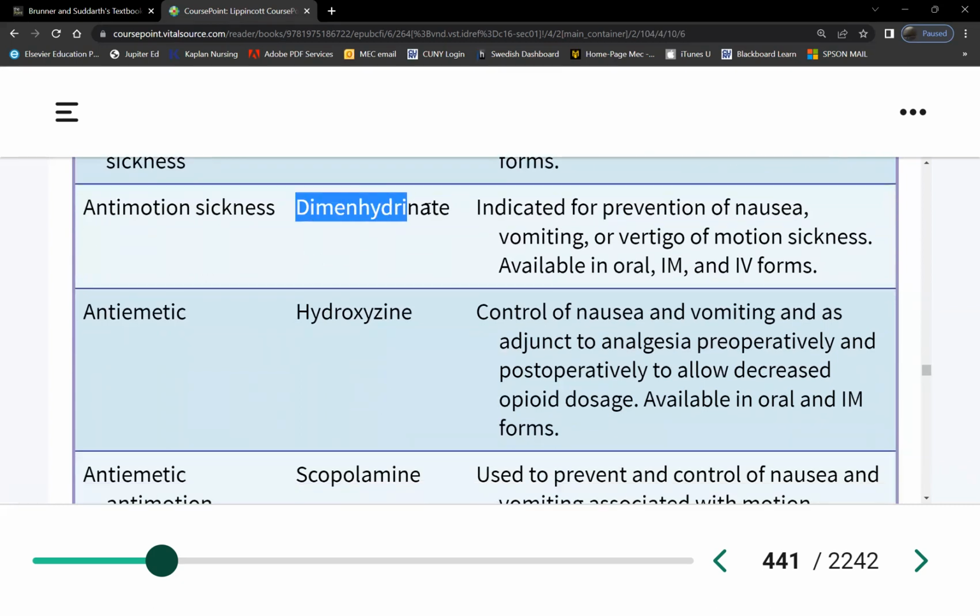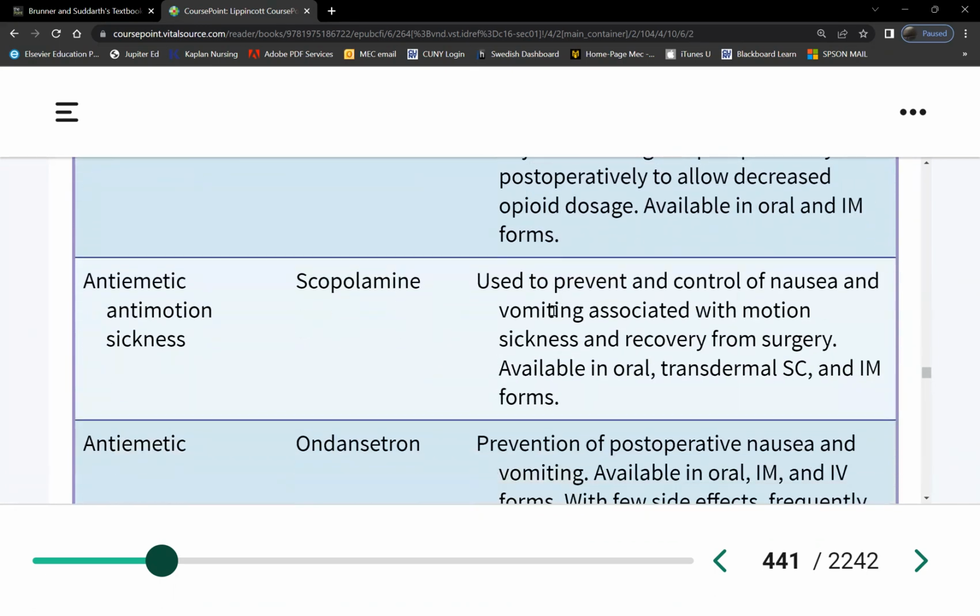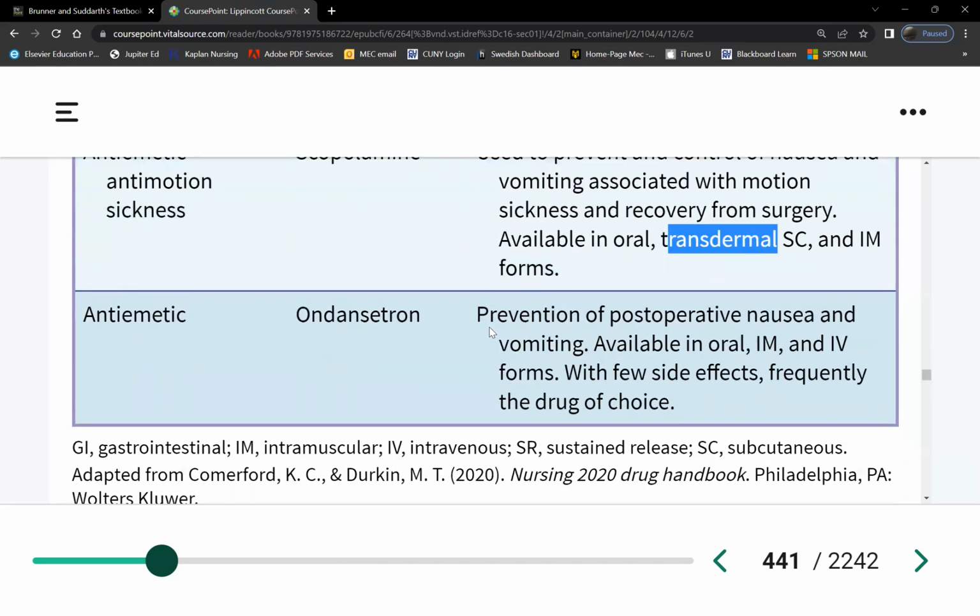This is not very common. We do have hydroxyzine. This will be PO and IM, but it's usually given PO. Scopolamine, the benefit here is it comes transdermal. So we'll put this behind the patient's ear. And you're all familiar with Zofran, right? Okay, so ondansetron, granisetron is very common.